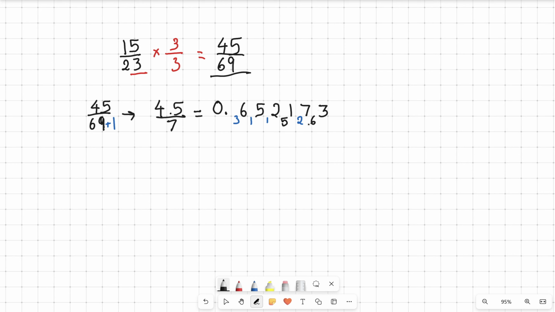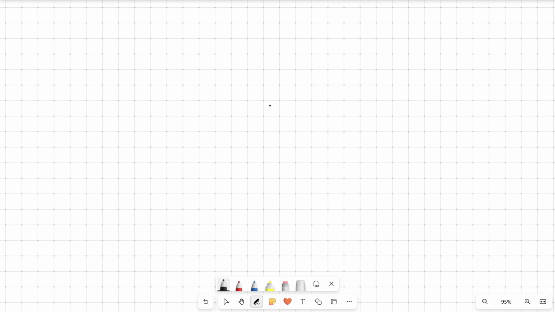And so the final answer for 15 by 23, if you want to check, you can check on your calculator, is 0.652173, etc. You can keep going on for as many digits as you want, but this is the final accurate answer. This is if the number is ending with 3.